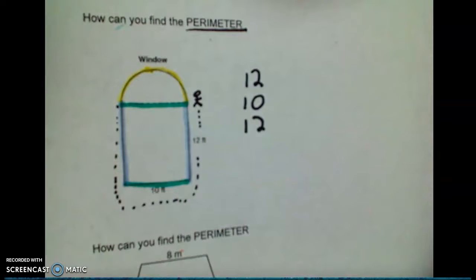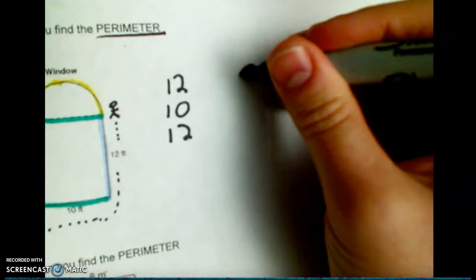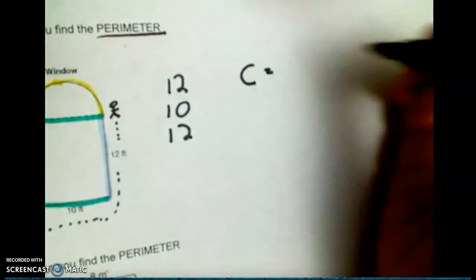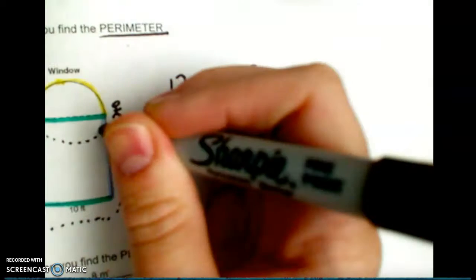I have half of a circumference. That sounds like fun. It is pretty fun. Let's do this. First, I'm going to find the circumference, pretending that we had a whole circle right there.